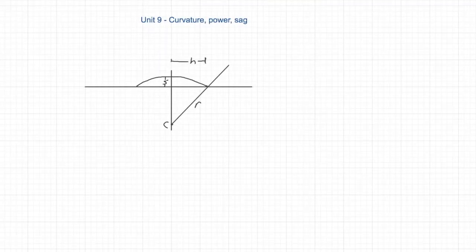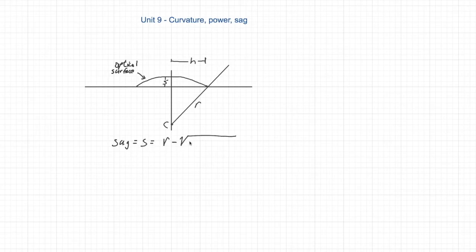Sag is something that happens to you as you get older. You have less curvature, less power, and more sag. But we're talking about geometric optics. Sag is defined as the distance between the back of a curved optical surface and a chord that you draw from one side to the other. h is half of that chord length, and r is the radius of curvature of the optical surface. The formula for sag is equal to the radius minus the square root of the radius squared minus half the chord length squared.